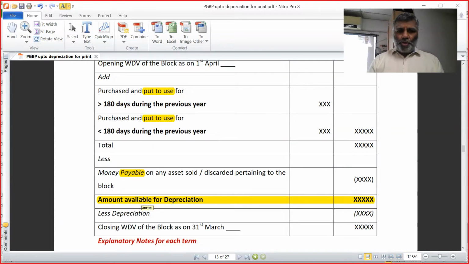Okay, so addition, we are now very clear what will form part of addition and what are all the special cases of addition. Why we are splitting it into 180 days or more and less than 180, as we discussed. More than 180, full depreciation, less than that, half of the eligible depreciation. Whatever is the money receivable on sale or discard of asset. Yesterday we had a discussion on this.